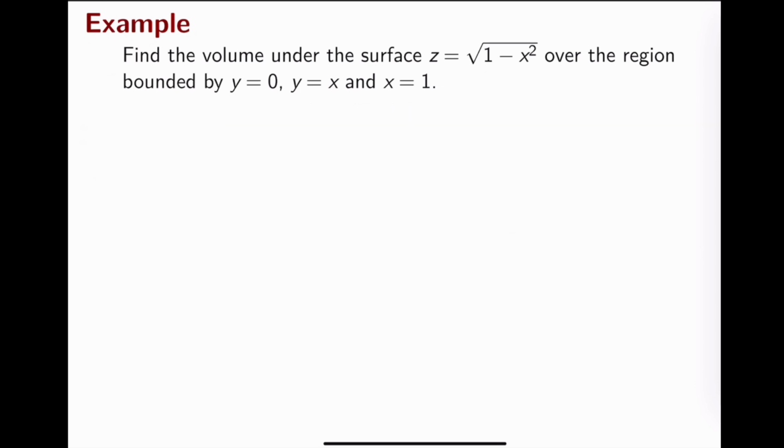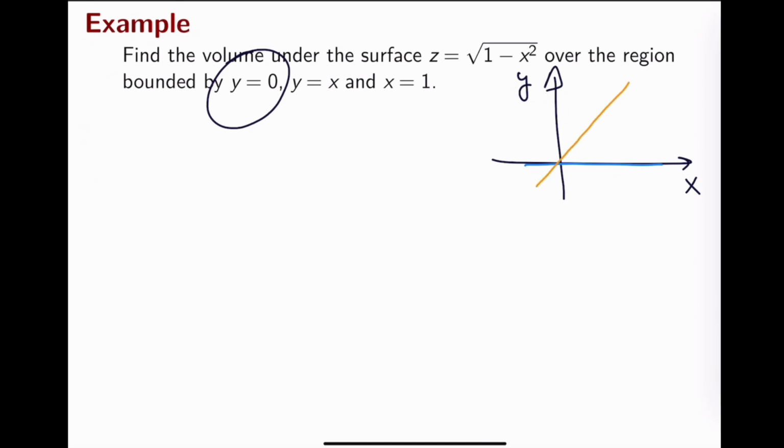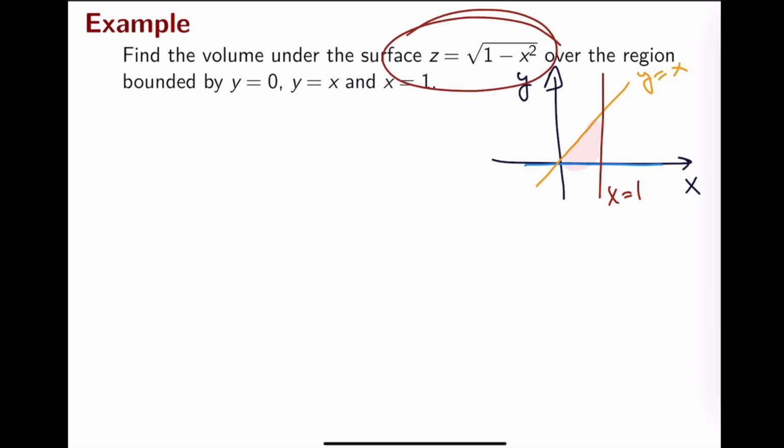Let's first picture the region. So if this is the x and y axis, this region goes from y equal x, which is the line at 45 degrees, and x equals 1, which is a vertical line like this. So the region is this region determined between these three curves. Let's calculate the volume under this surface over this region.